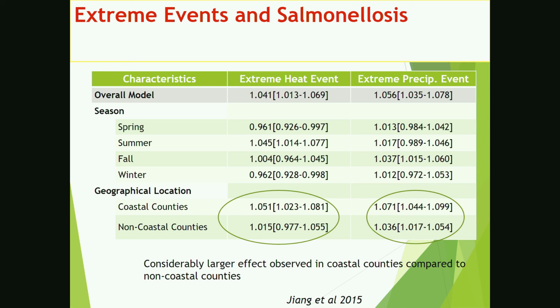A lot of the epidemiology literature has been talking about how coastal communities may be more vulnerable, also from the ecological perspective. But this was really the first evidence where we saw quantitative differences in the risk of foodborne illness between coastal communities and non-coastal communities.